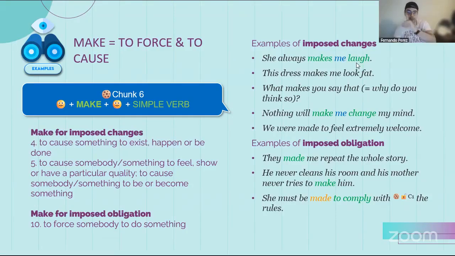It makes me do, never to do, which is very similar to the structure of help. Helps me do, makes me do, etc. Here you have examples like makes me look, makes you say, makes me change, etc.